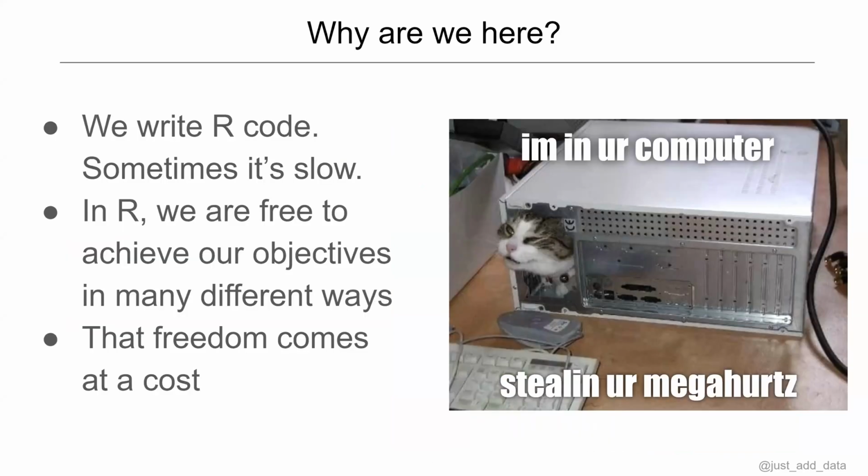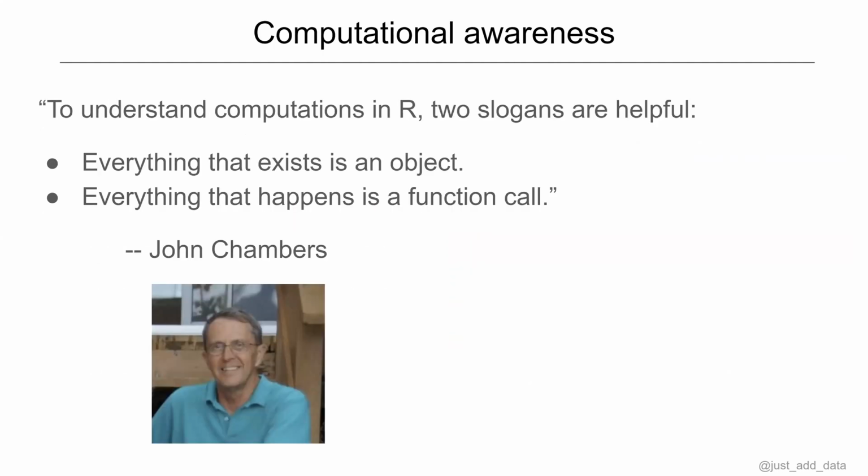But enough about me. Let's talk about why we're here. I roll my eyes whenever someone tells me that R is a slow language. Maybe you've heard that often among people who don't actually use R much, but it's a common stereotype. At the same time, R code can be slow if we aren't careful. That's because in R, we're free to achieve our objectives in many different ways. And that freedom comes at a cost, and it's up to us to understand the computational intensity of our methods. So we have to have this computational awareness.